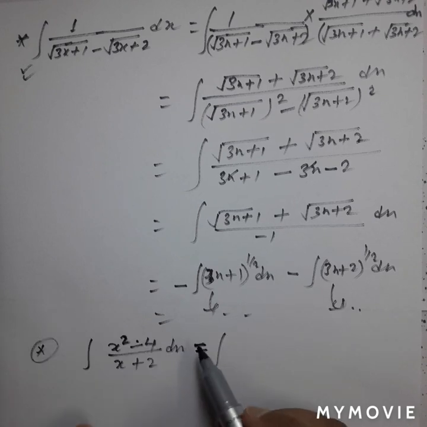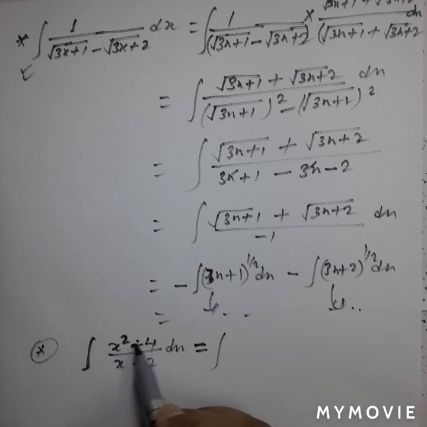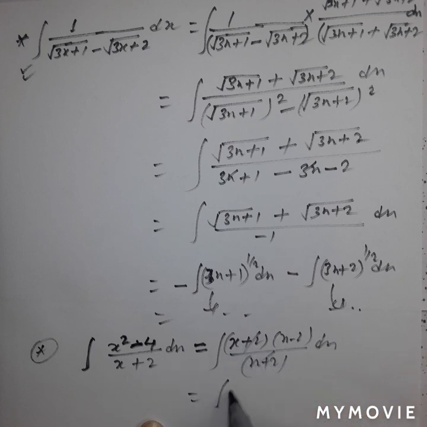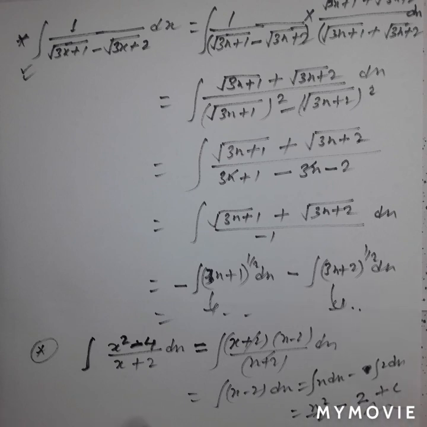Similarly, let us take one more example: (x square minus 4) by (x plus 2). Look here, if we open this in formula, then the denominator will be cancelled. So that is (x plus 2)(x minus 2) by (x plus 2) dx. Got this, and this became x minus 2 dx. Now you can find this in this way: 2 dx, and it is x square by 2, and it is 2x plus c. This is the answer.